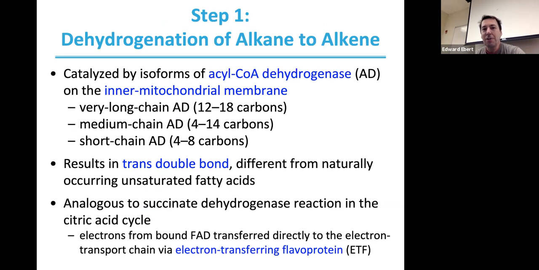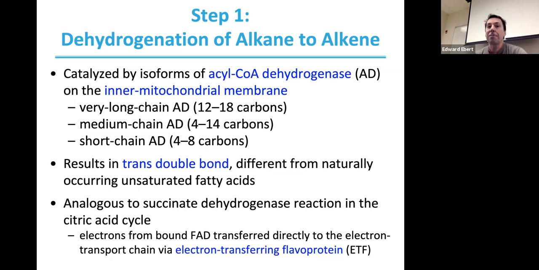So how does this actually happen? Our first step is we're going to dehydrogenate our alkane to an alkene. Alkanes, if you recall from organic chemistry, are not terribly reactive. They're not good reactive centers. About the best you can do with them is burn them, or oxidize them. So that's essentially what we're going to do, and we're going to make an alkene, which is a little more reactive.